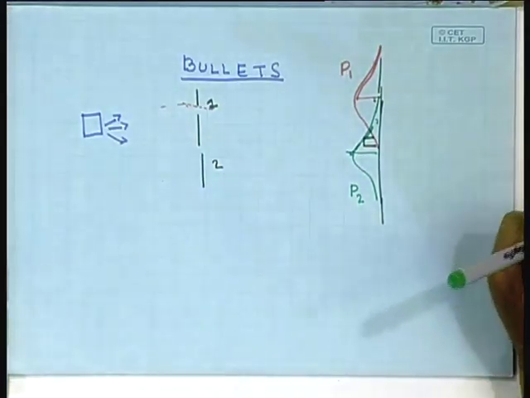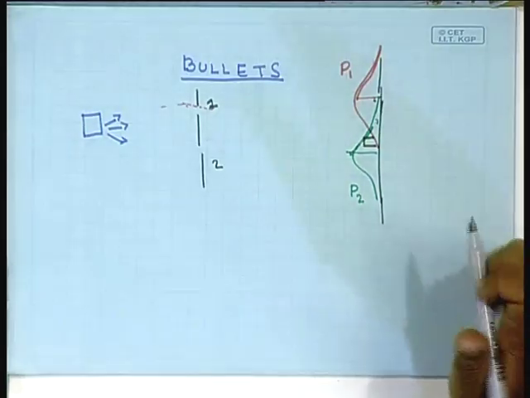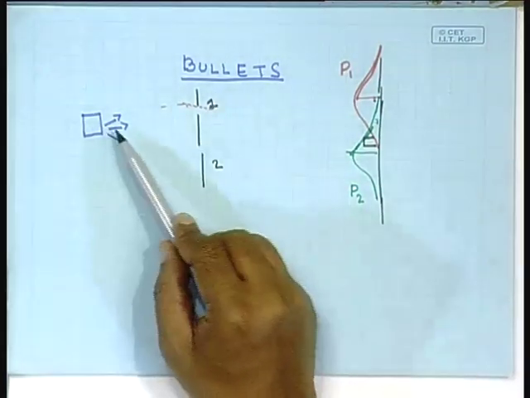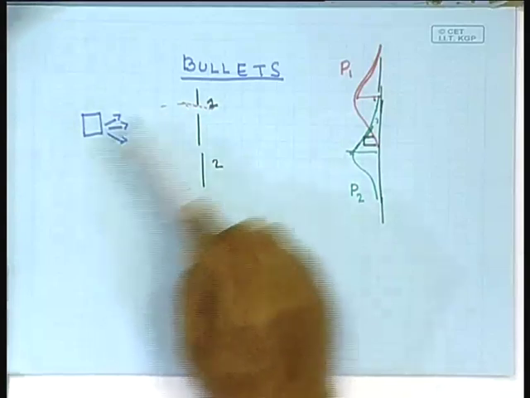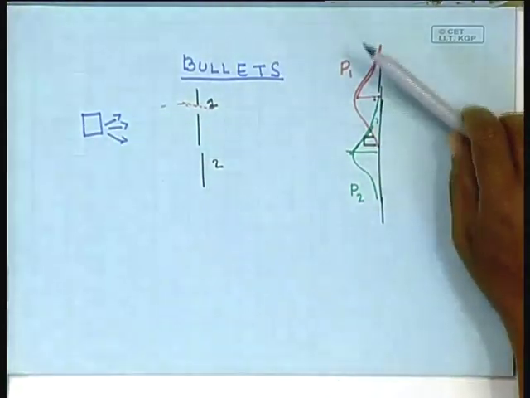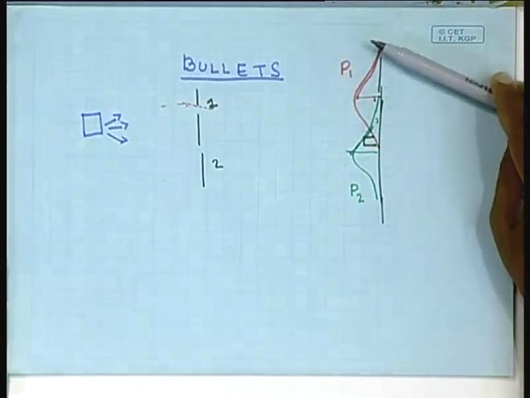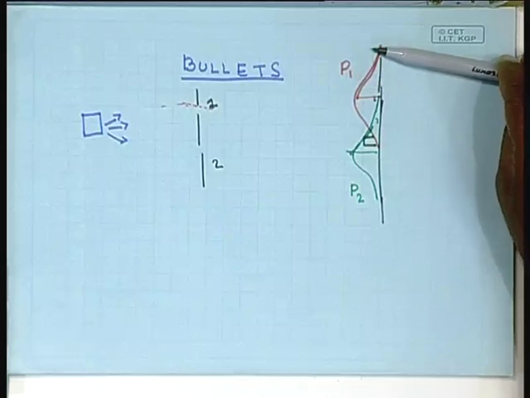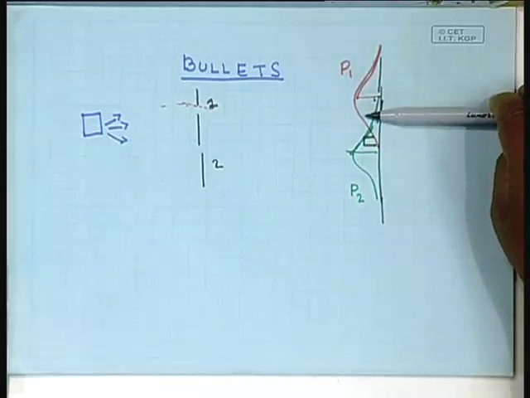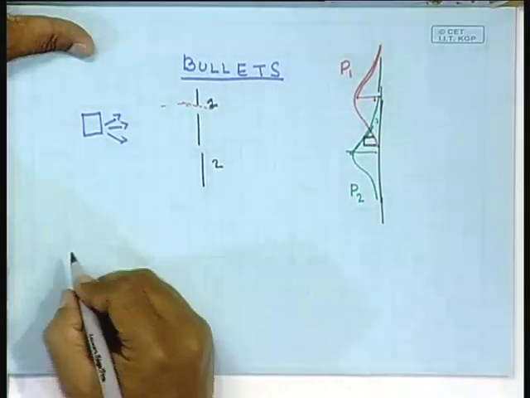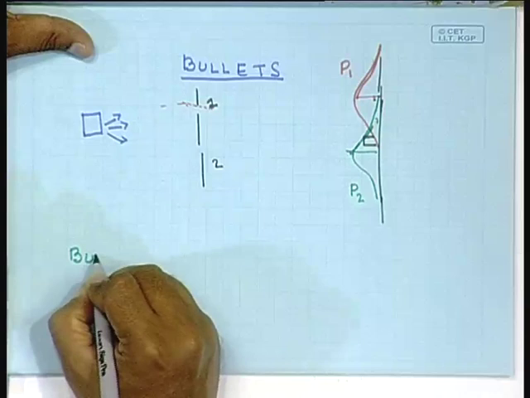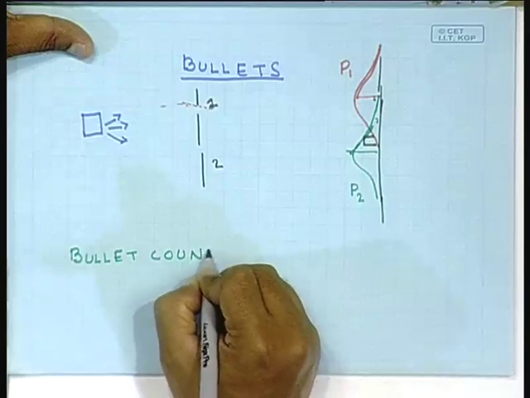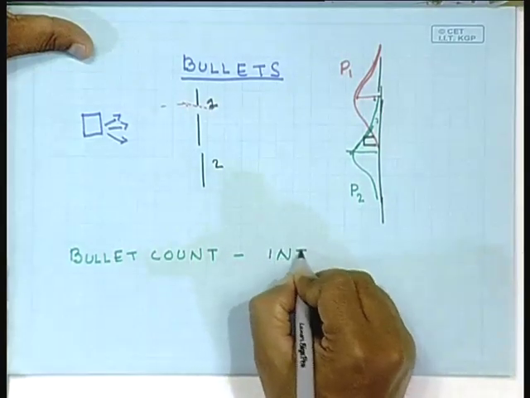Now, let us ask the question, suppose we open both slits and send in the bullets from this device that is emitting bullets, and then repeat the whole experiment. We move the detector to different points on this screen, and we count the number of bullets that arrive. The bullet count is always discrete. It is going to be an integer: 1, 2, 3.